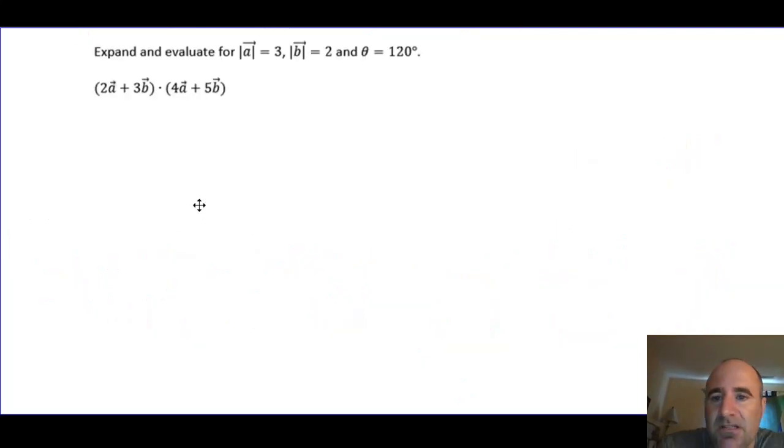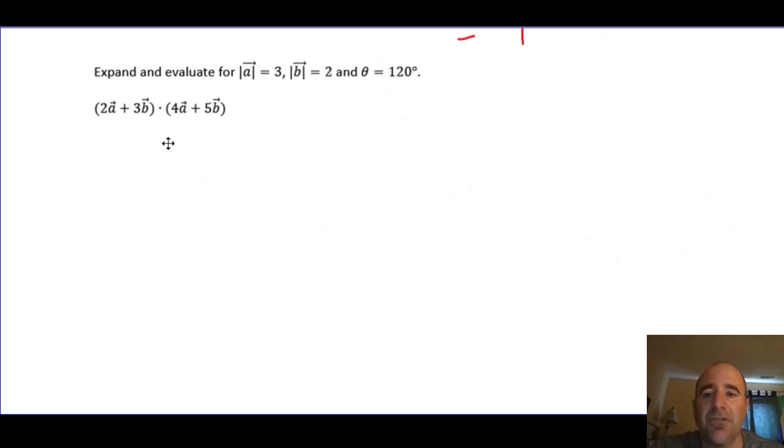If I look at this next example, I'd like to point out that you don't need to know anything from this lesson to answer this problem. I could answer this problem by figuring out what 2a plus 3b is, because I know the magnitude of a, and I know the magnitude of b, and I know the angle between them. I could also figure out what 4a plus 5b is. I know the magnitude of each of the vectors, I know the angle between them. I could draw a picture. And then technically I could dot those two results together, but think about how difficult that would be.